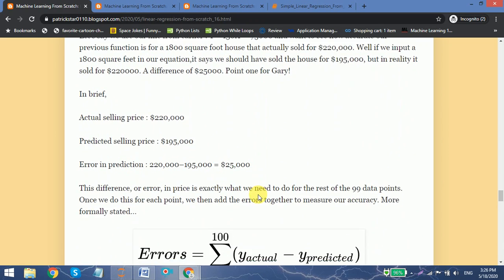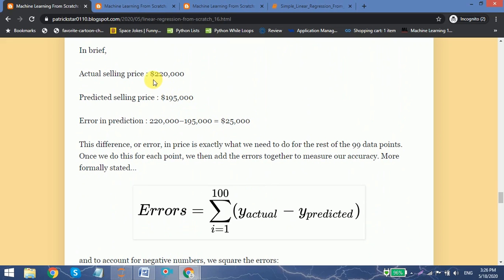And let's take an example here. Suppose the actual selling price of the house is $220,000 and the predicted selling price is $195,000. So the error in prediction is $25,000.